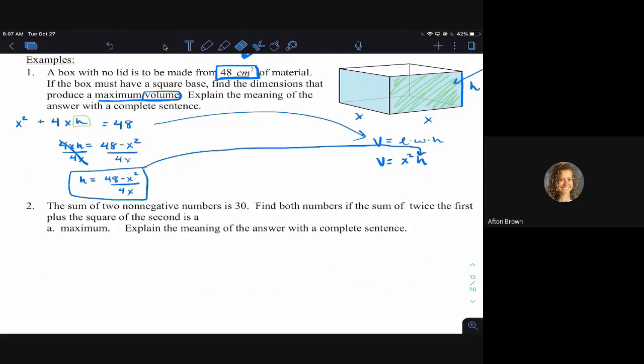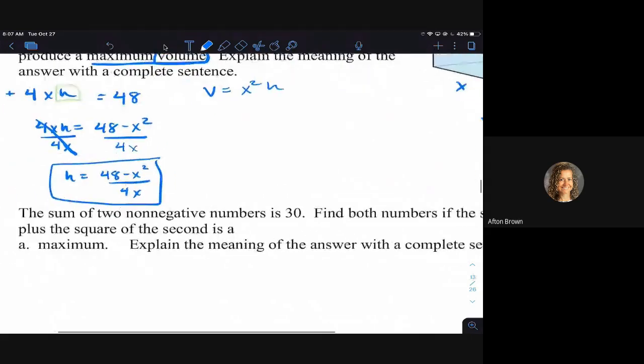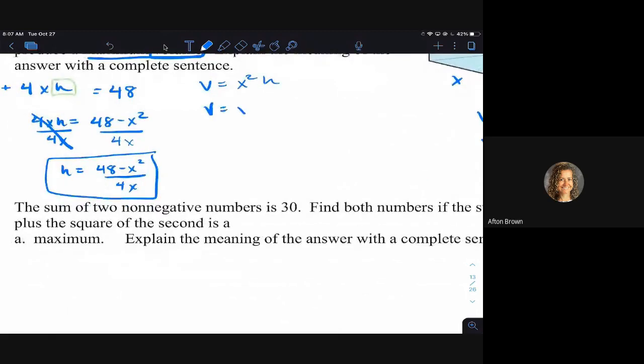So when I write this volume equation, I'm going to do it up here. My volume equation is x squared times h. In place of h, I write that, and what will be good is then the entire volume equation will only have one variable instead of two. So my volume equation will be x squared times, I know it looks ugly, but it's going to work out okay. In place of h, I have that. I would simplify before we take the derivative.